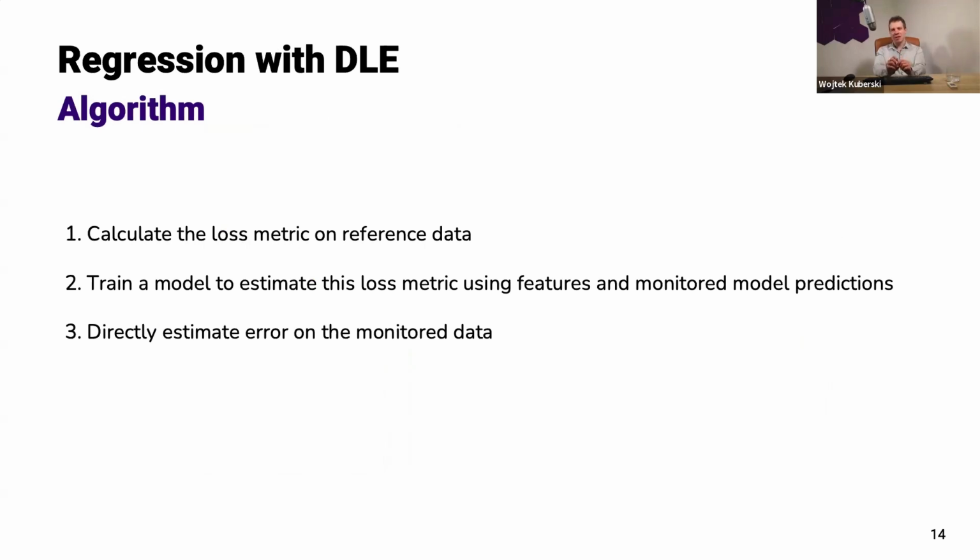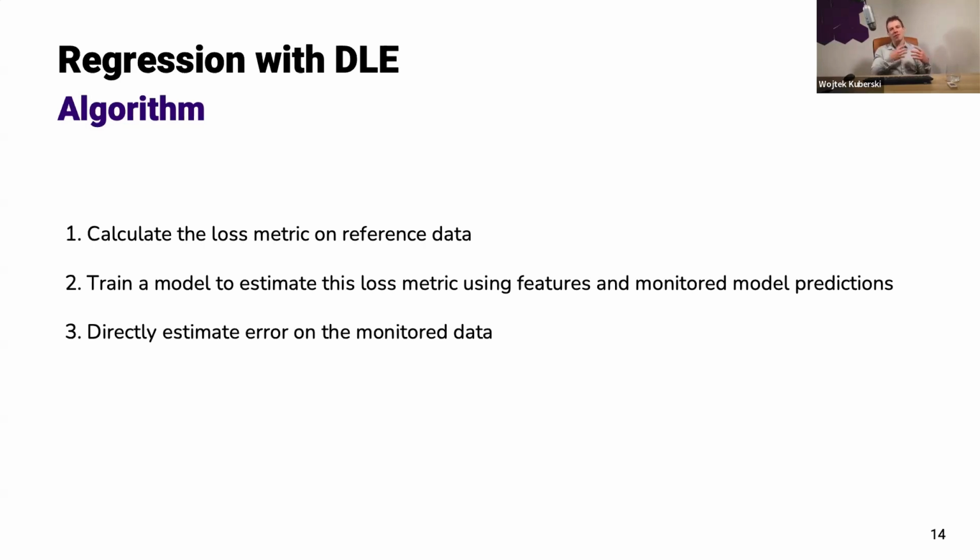The algorithm is actually quite simple, and here's how we can estimate the loss for every single data point for which we make a prediction. It goes as follows. First, we calculate the loss metric on the reference data. Reference data is the data for which we know the model performs very well. It is generally going to be the test set, because by definition, a model has to perform well on the test set to be put in production.